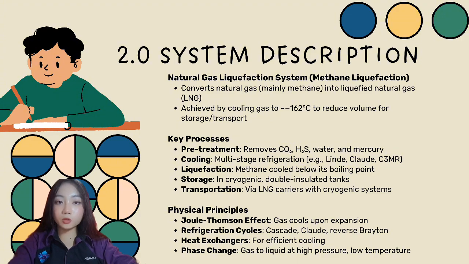equipped with cryogenic systems. The operation of this system is governed by several physical principles, including the Joule-Thomson effect, where gas cools upon expansion, as well as the use of various refrigeration cycles such as cascade, pilot, and reverse Brayton cycles. Heat exchangers play a vital role in ensuring efficient cooling throughout the process. Ultimately, the phase change of gas to liquid under conditions of high pressure and low temperature is fundamental to the success of the liquefaction system, enabling the safe and efficient global distribution of natural gas.